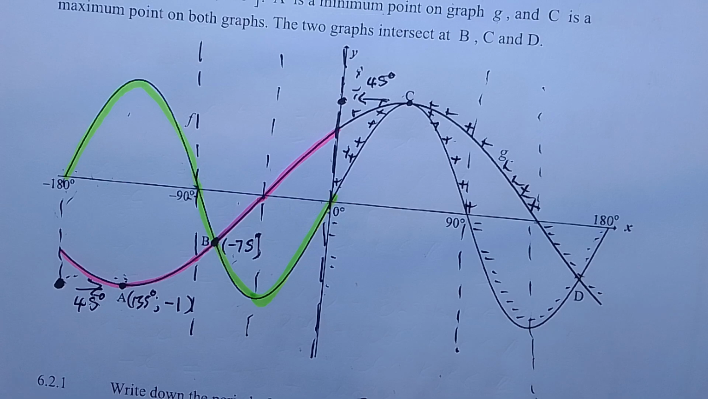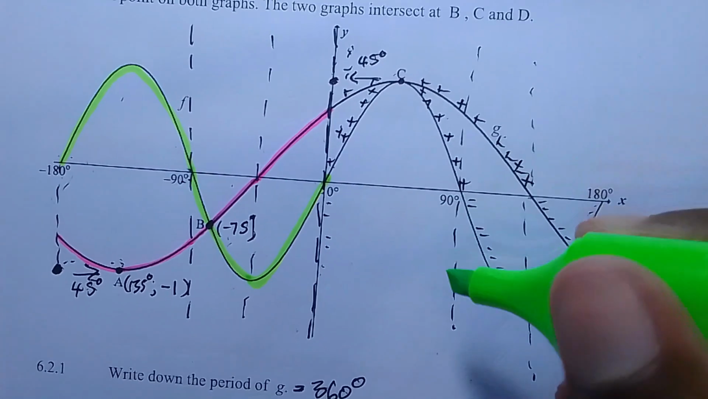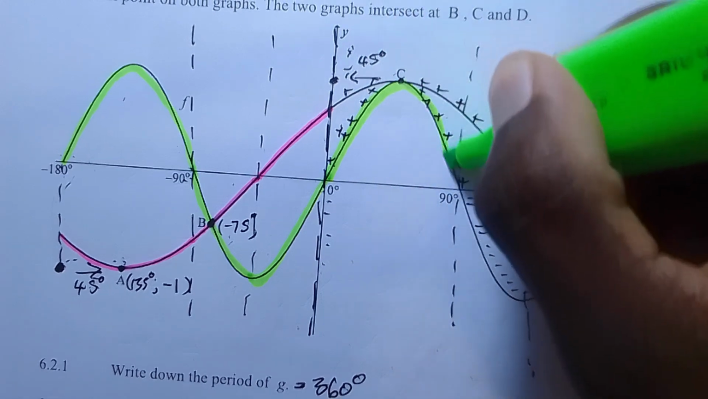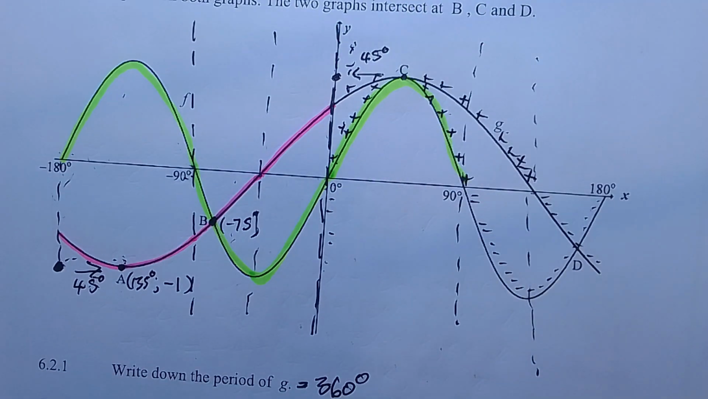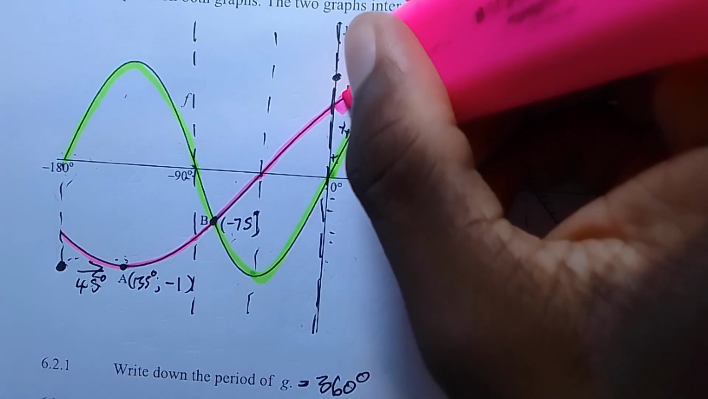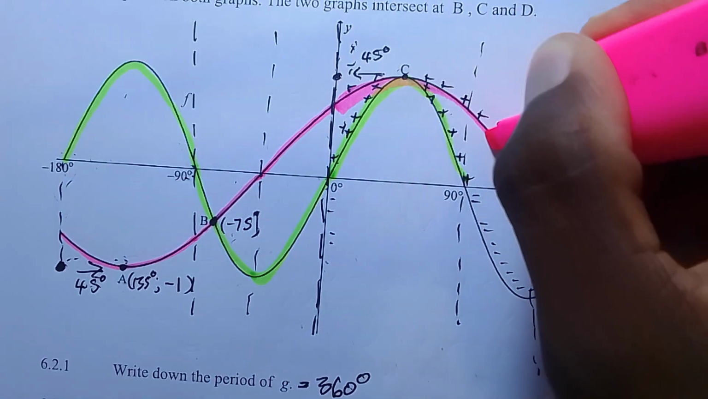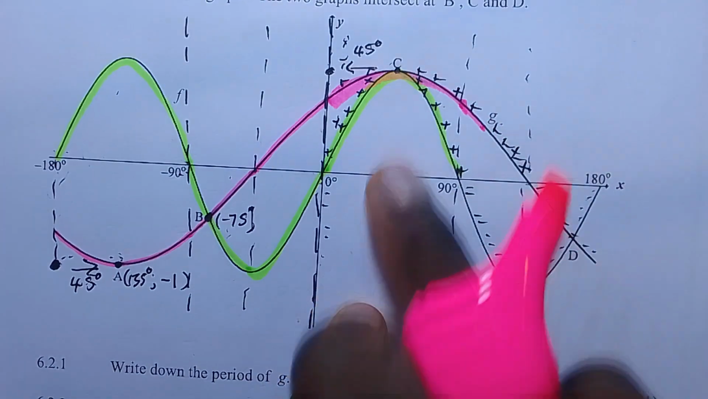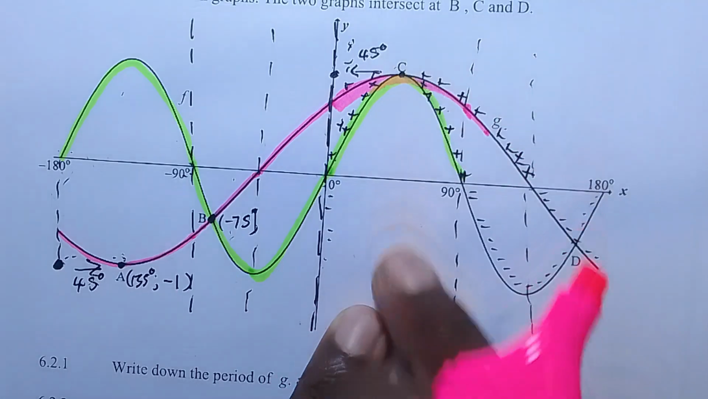Okay, now let's look at f. F is positive here as we wrote the positive signs, but g is also positive there. G is also positive up to here on this range. So they are both positive and therefore we should not include this in our answer.